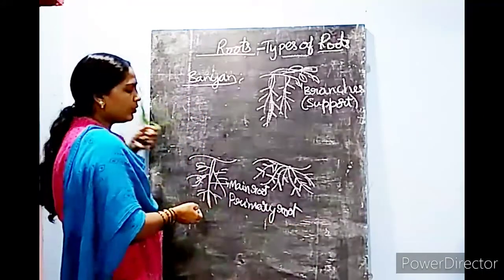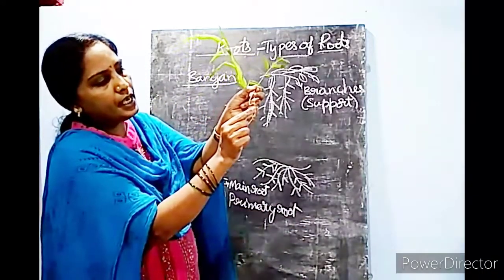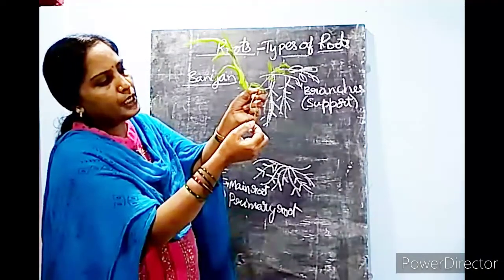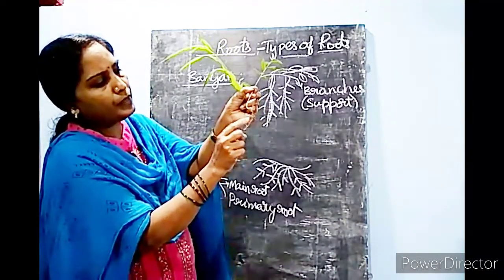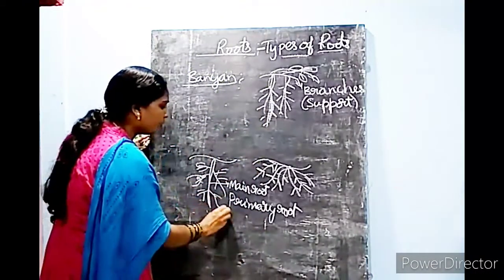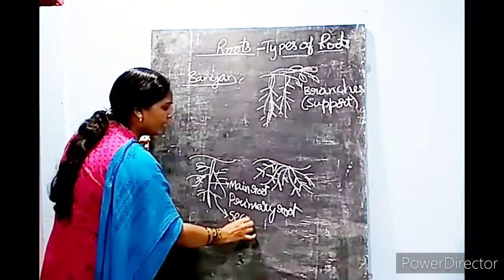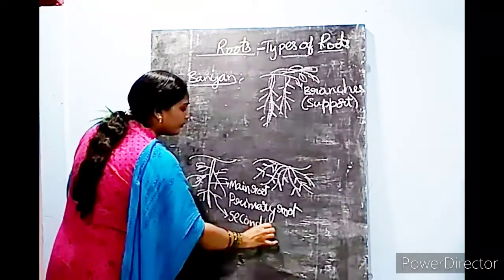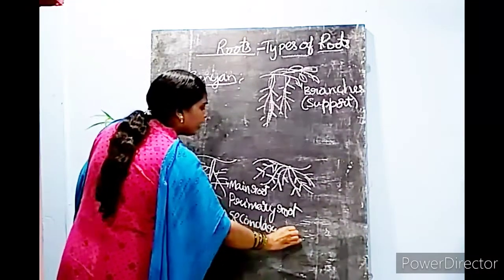And the small roots which are there along with the main root, which are coming out from this main root, are known as secondary roots.